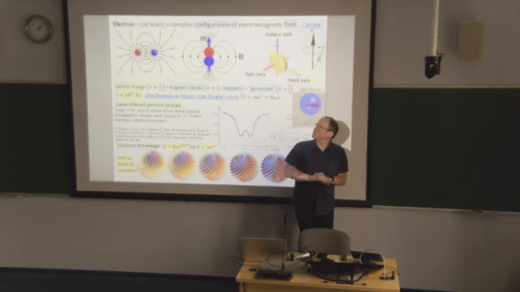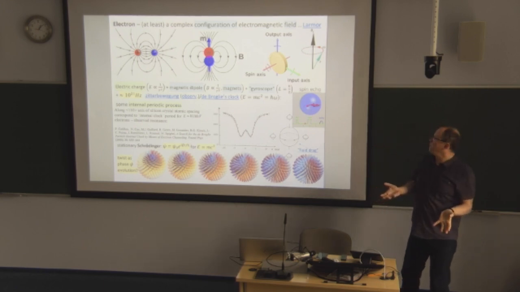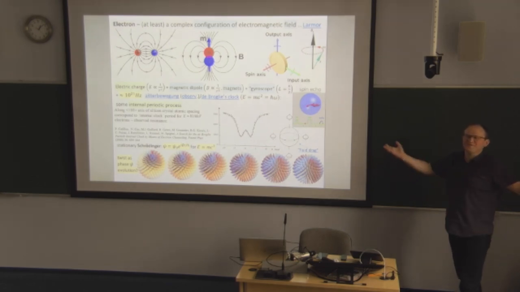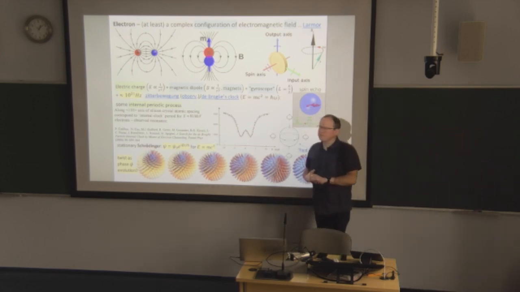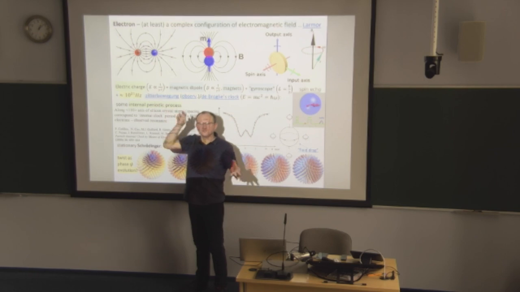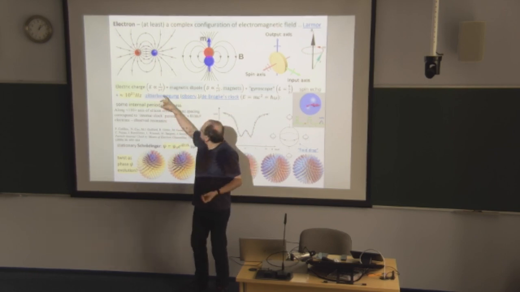So in physics, the main goal is the electron, the simplest particle, but also the most mysterious. From one side, it has electric charge. That means that it has an electric field, 1 over distance squared. So it's not just charge, but this is an electric field. It is the center of an electric field.